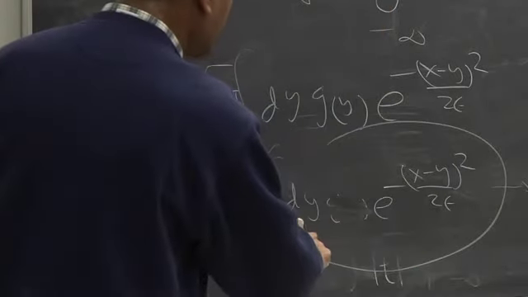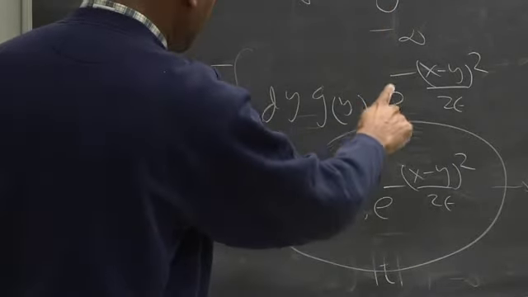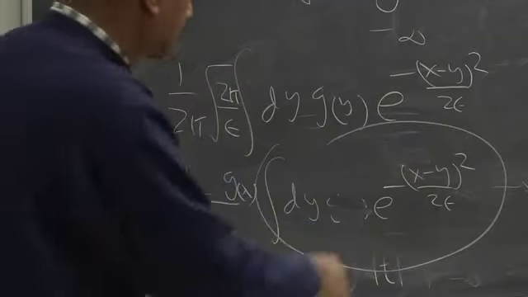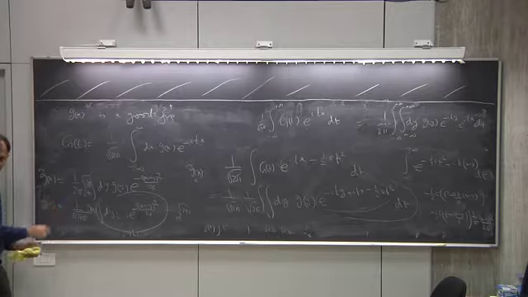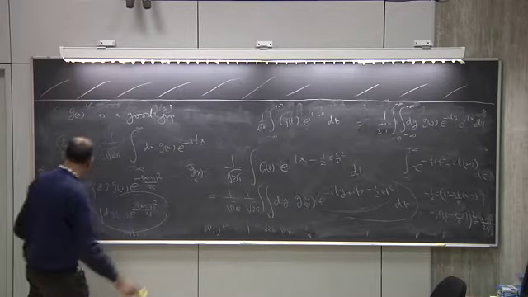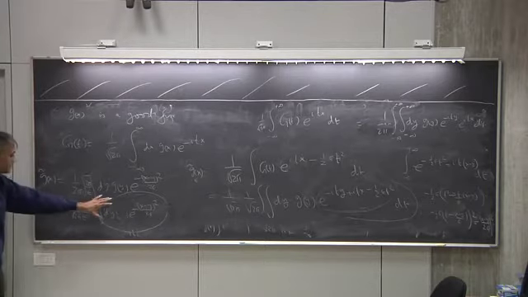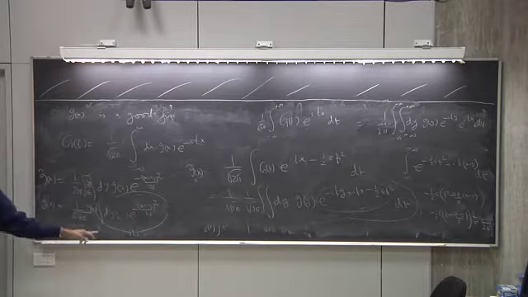Because I can scale root 2 epsilon, so root 2 epsilon up, and then the integral is root pi, correct? So this integral gives you root 2 pi epsilon, that's why I divided by root 2 pi epsilon, to give you 1. Okay. So I have just taken g of x equal to g of x times 1, where I have written this 1 as this Gaussian integral.